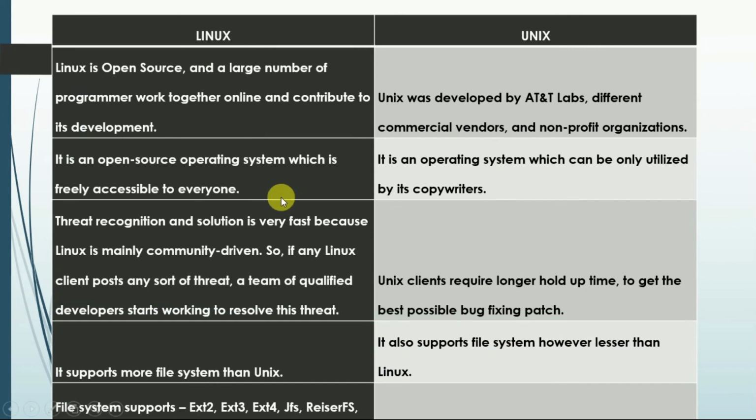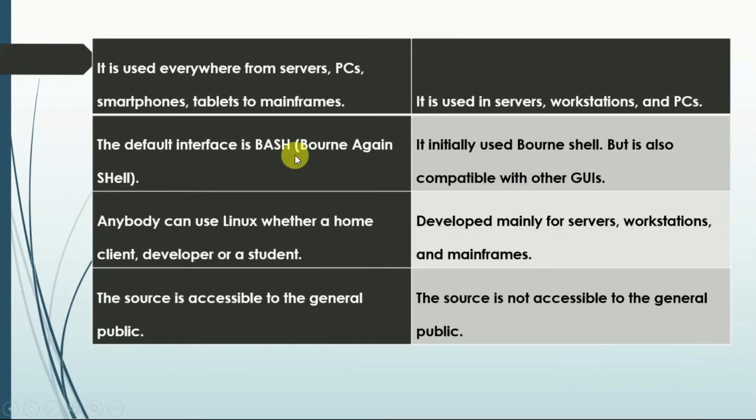So here is a point that you can see. Linux supports more file systems, Unix supports fewer than Linux, and Linux is an open source operating system which is freely accessible everywhere. Unix is an operating system which can only be utilized by its copyright holders. The default interface is Bash. Unix initially used the Bourne shell, as we can see in the previous table. Anybody can use Linux, whether a home client, developer or student, while Unix is mainly used for servers, workstations and mainframes. The source is accessible to the general public for Linux, and not accessible to the general public for Unix. These are the major points that we have to remember for our interview rounds and many more rounds. It is very useful information, and we have to be very much aware of this.